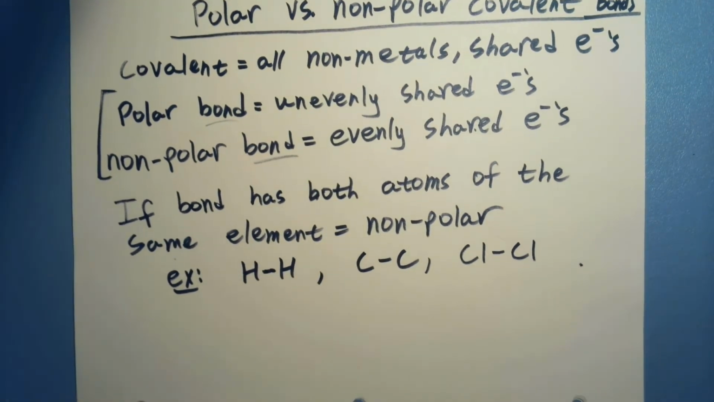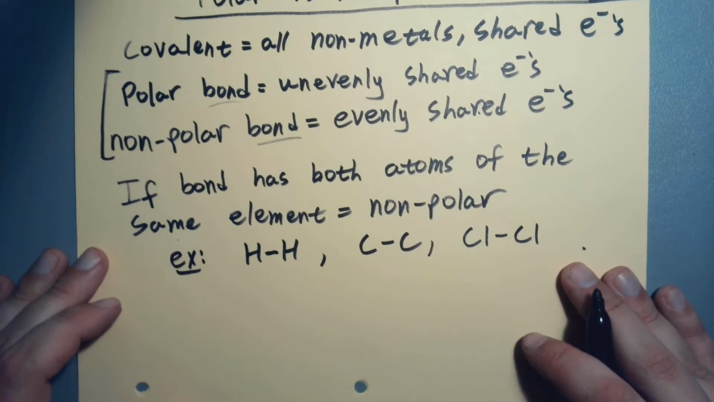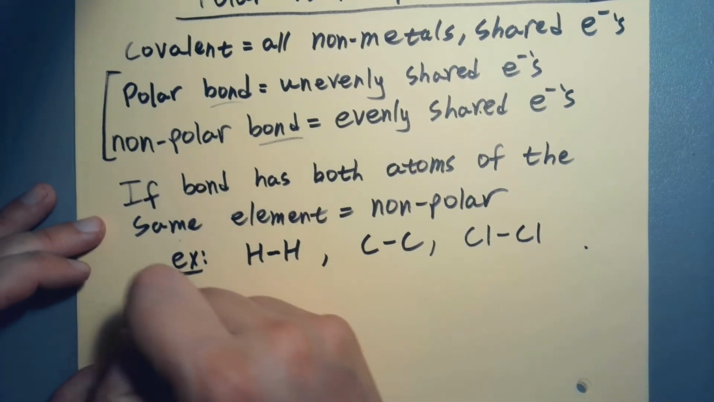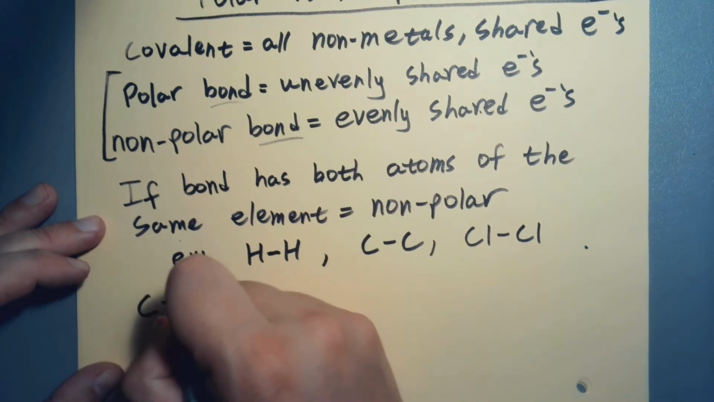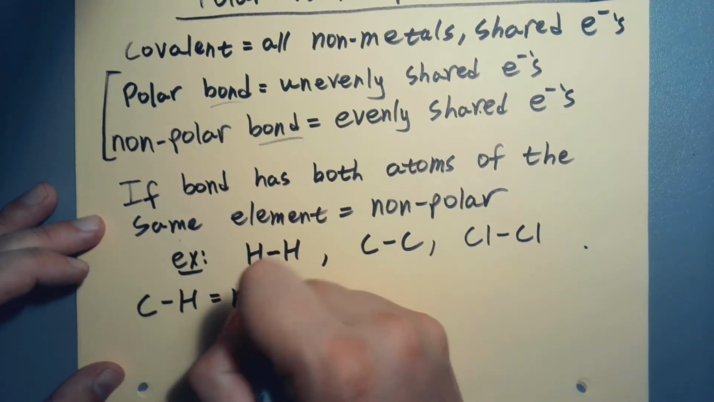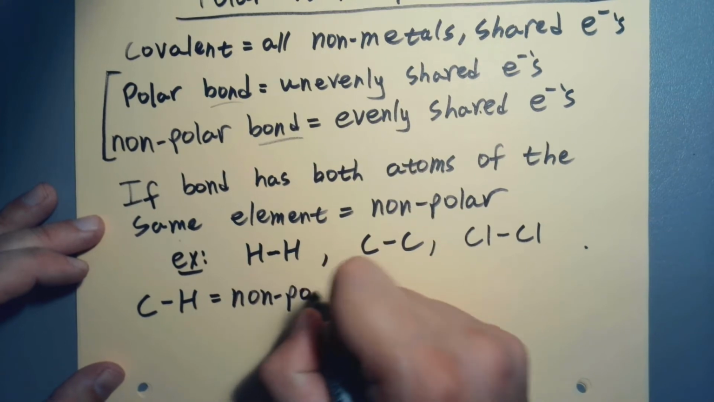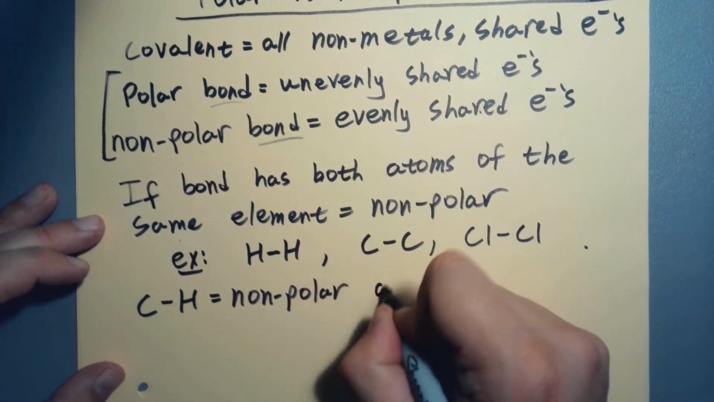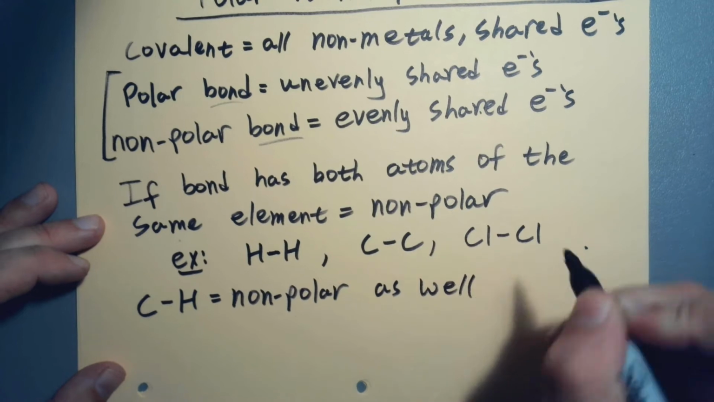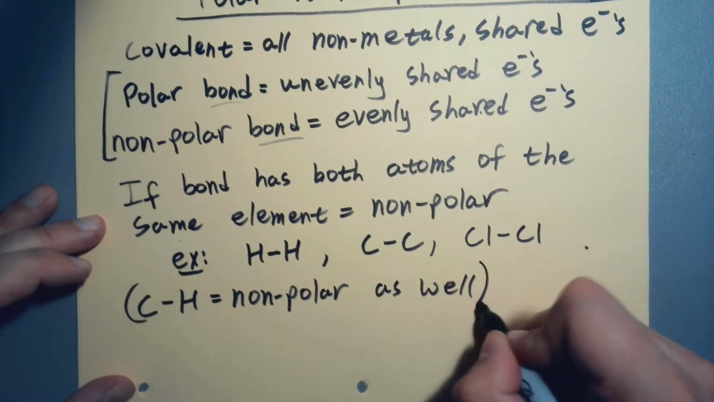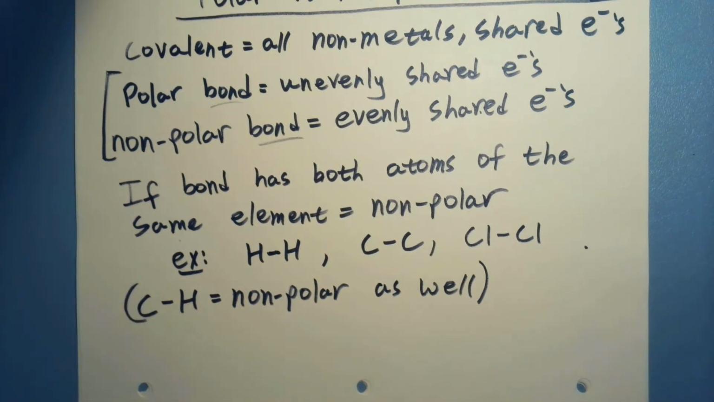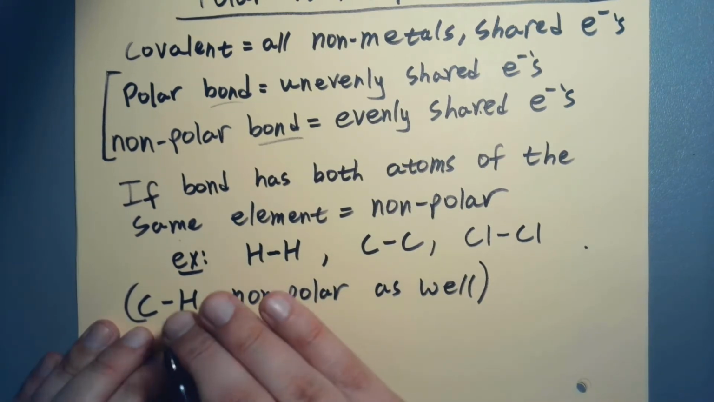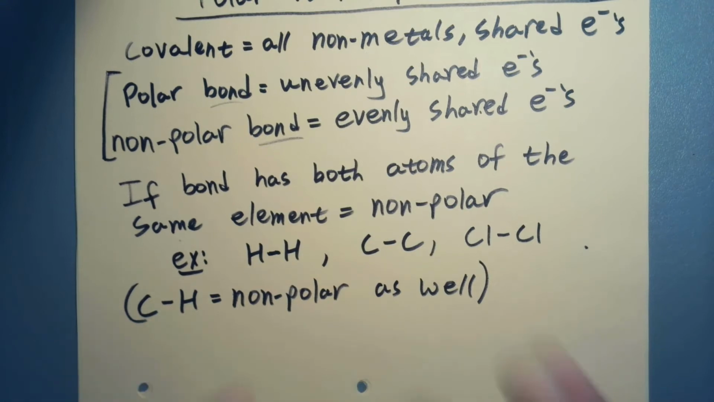Now, there's one more situation where it's nonpolar. And that is when carbon is bonded with hydrogen. And that's because their electronegativities just happen to be really close in value. So here's kind of the one weird exception you got to remember. So if you see the same element paired with itself, they're going to share electrons evenly. If you see carbon bonded to hydrogen, they're going to share electrons equally.